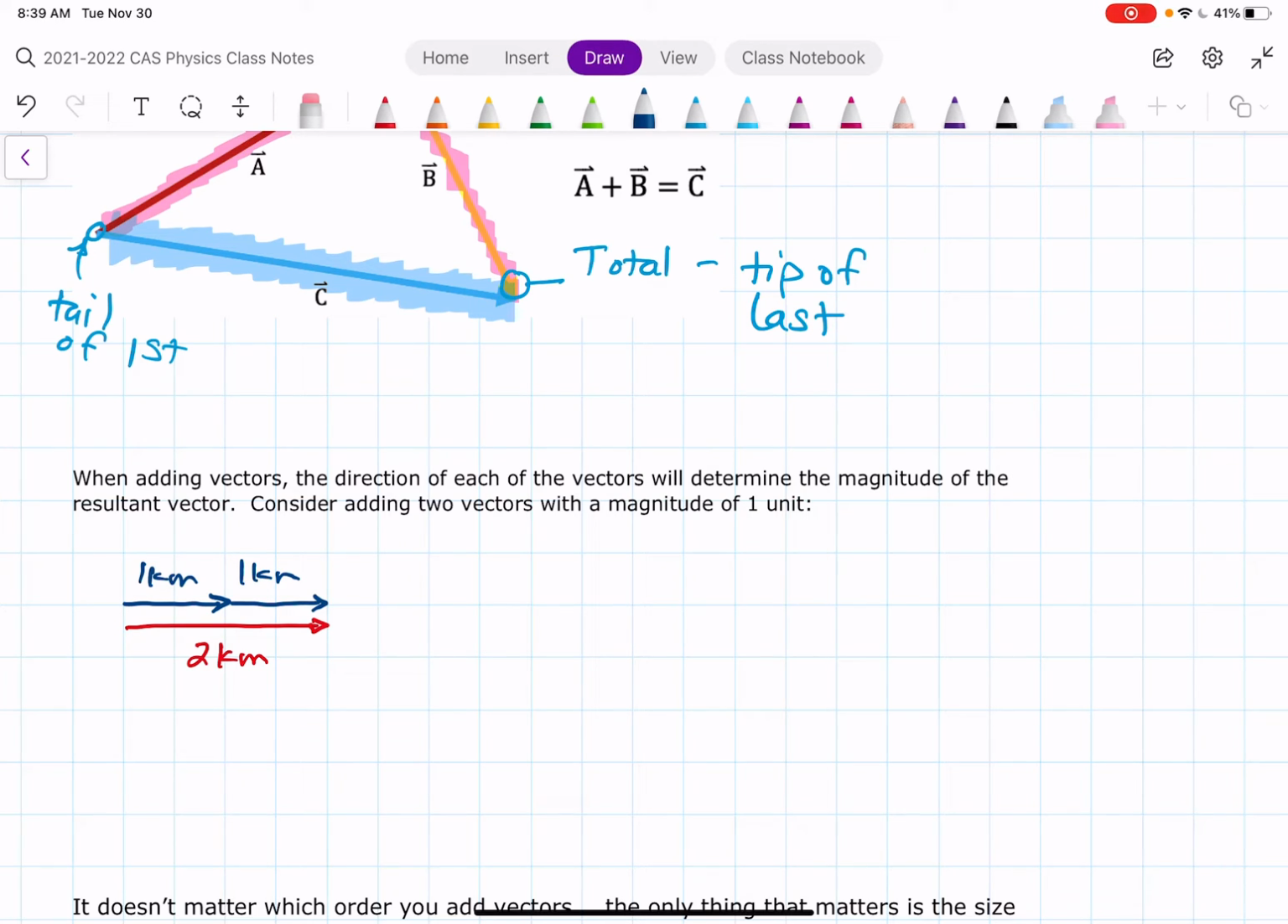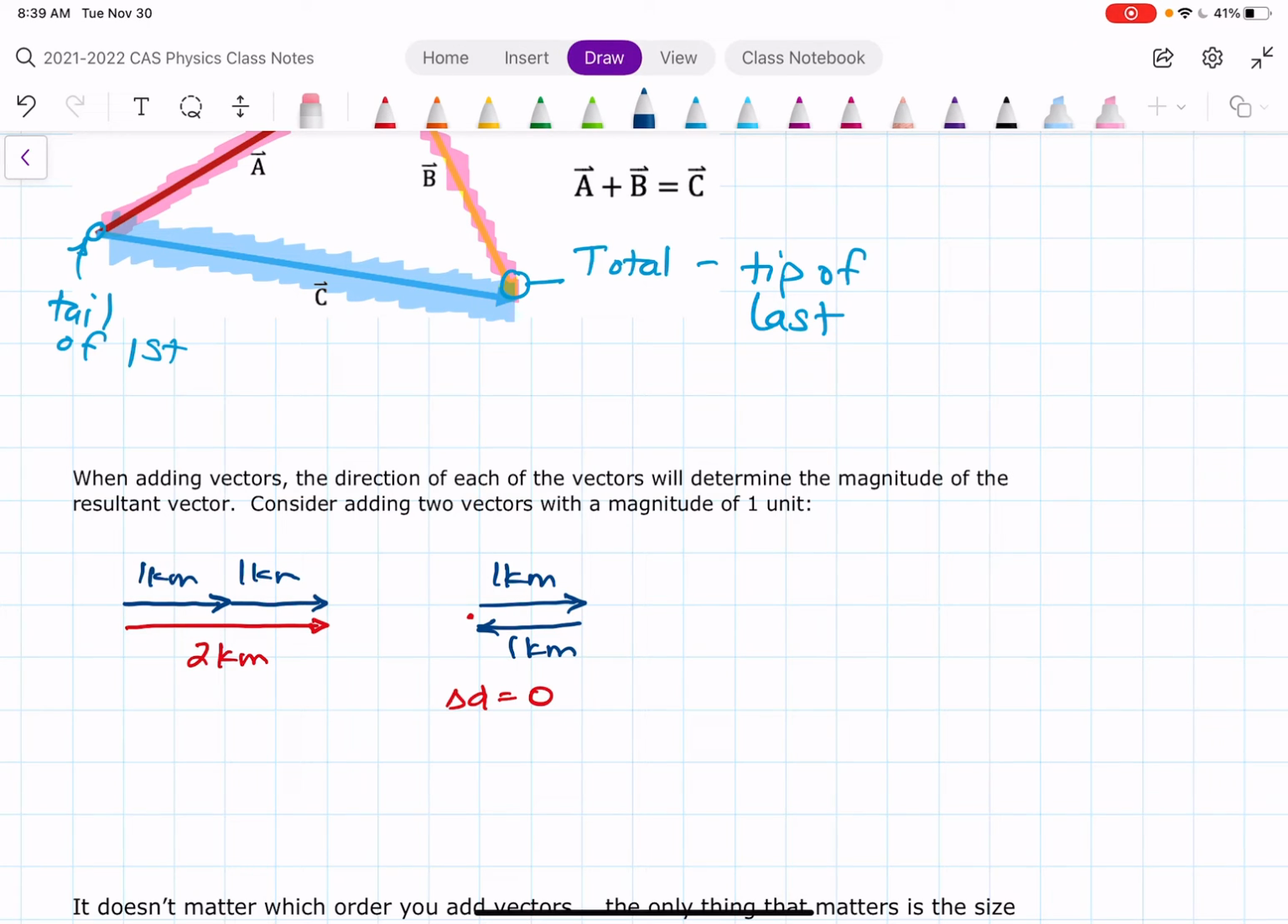But what if this situation happens? You walk 1 kilometer this way, and then you walk 1 kilometer back. So now your total displacement is 0, right? Delta D equals 0 because you ended up where you started. So that's another scenario.